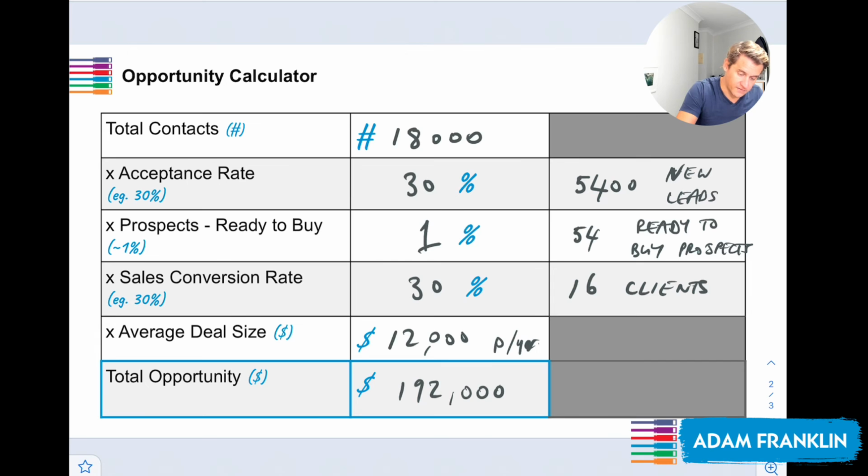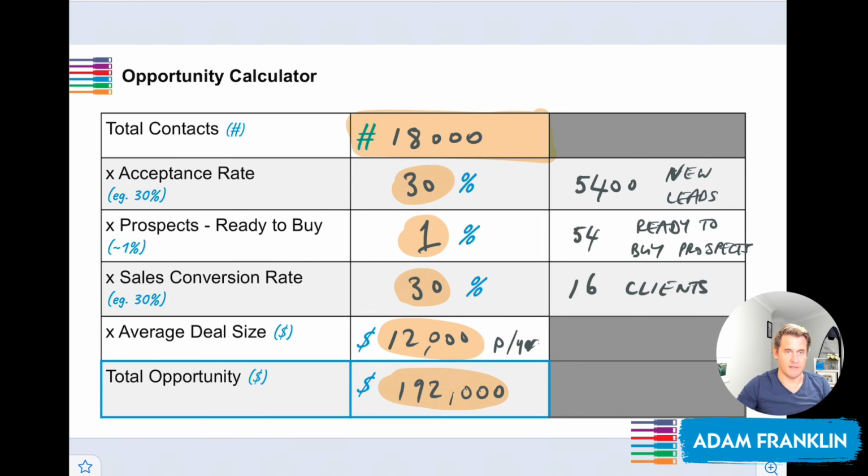So in this situation, if you can find a market size of 18,000 contacts, then as we dwindle the numbers down based on acceptance rate, ready to buy, sales conversion rate, and average deal size, that works out to be $192,000 on the table for your business. Now to me, if the numbers stacked up like that, that would be a hell yeah. LinkedIn is the place to be.